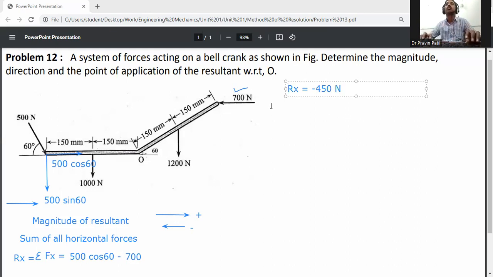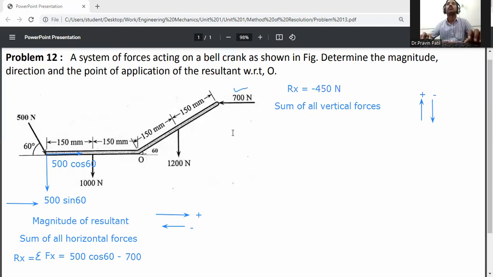Okay. Now sum of all vertical forces. Okay. And if the direction of force is upward, it will be taken positive. If the direction of force is in downward direction, then it will be taken negative.